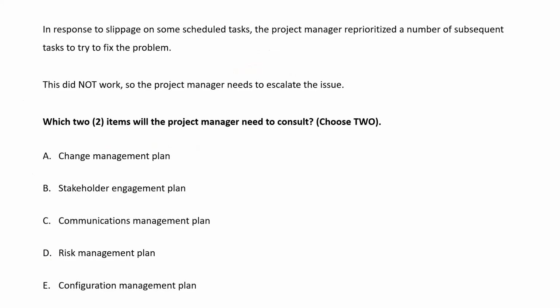Next, slippages. The PM reprioritized a number of subsequent tasks to try to fix the problem. This did not work, so the project manager needs to escalate the issue. Which two items will the project manager need to consult? You do it? Wow.